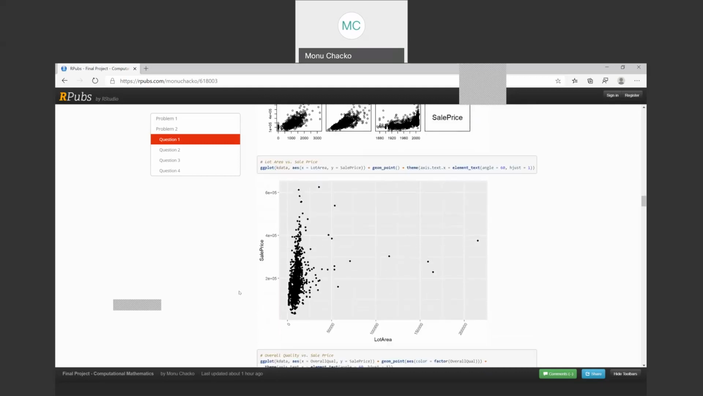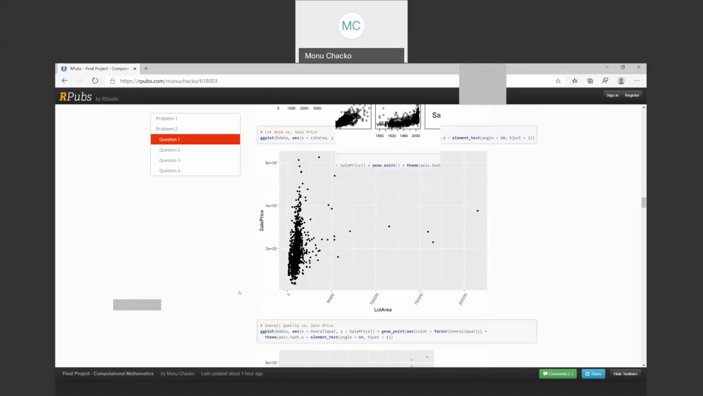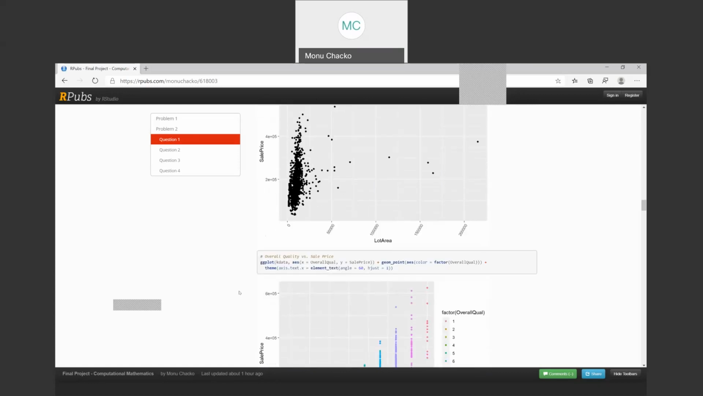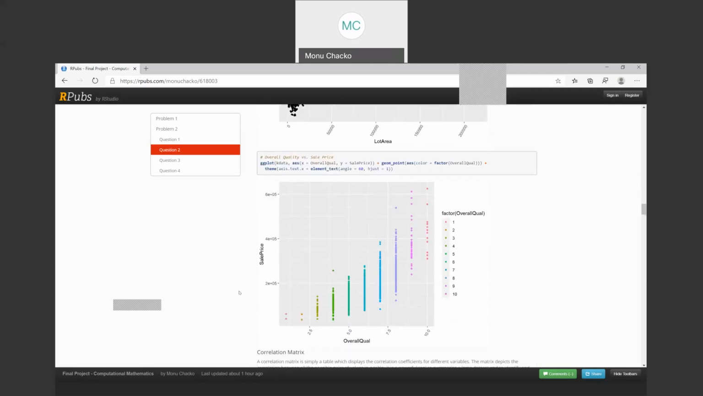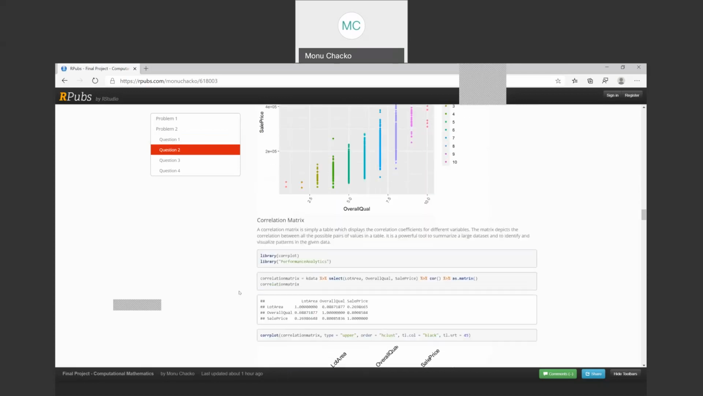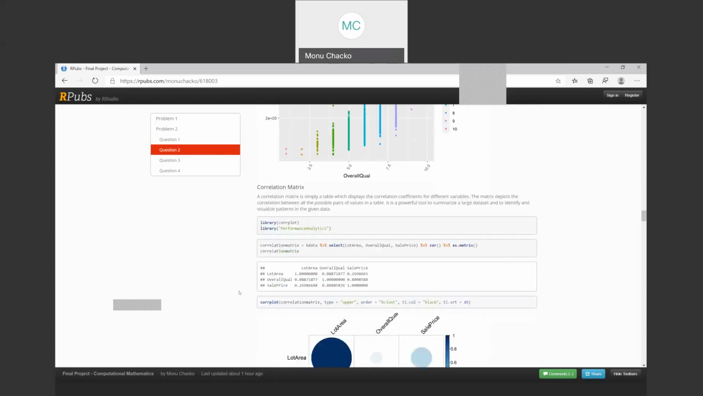This is an individual plot for lot area and size, if you want to go deep into the data. There's another one, the correlation matrix. It simply tells you the correlation between different variables, two variables or more.